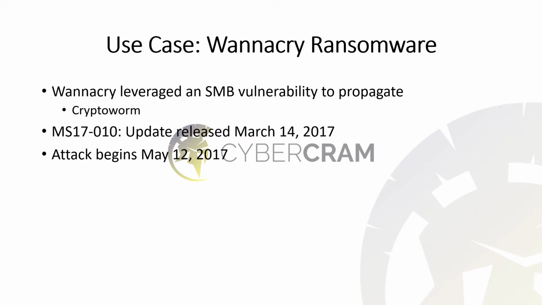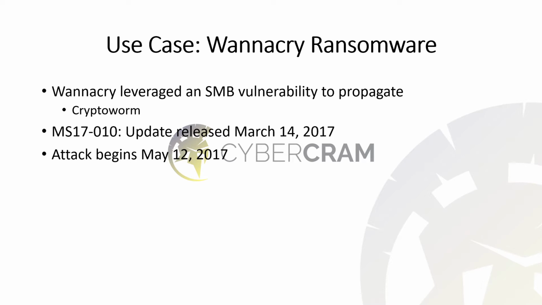So the first use case I want to talk about is that of the Wannacry ransomware that hit in 2017. I think this will give you some idea as to why I'm looking at the layers of defense that I'm looking at. Wannacry leveraged an SMB, that server message block vulnerability, to propagate. It was a crypto worm, so it was an interesting piece of ransomware. Not only was it ransomware, but it propagated like a worm, and it used SMB to do that.